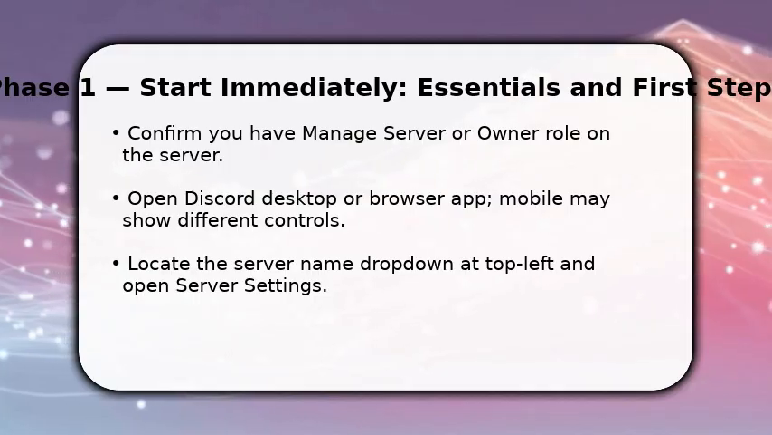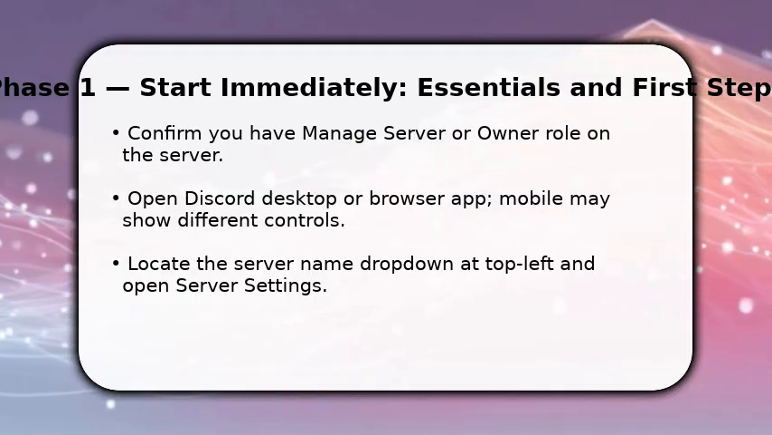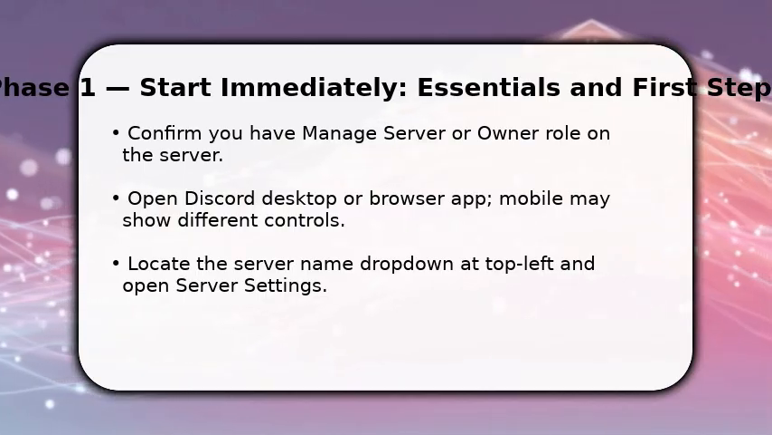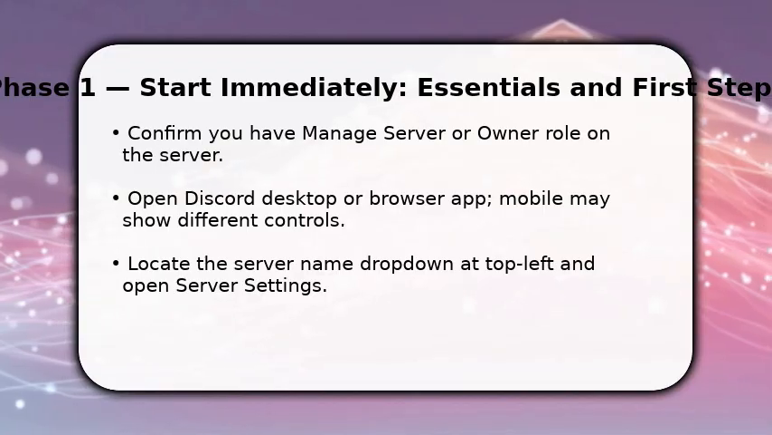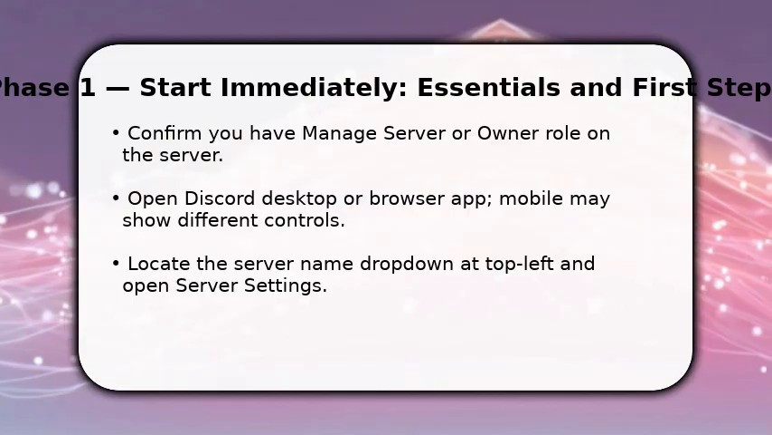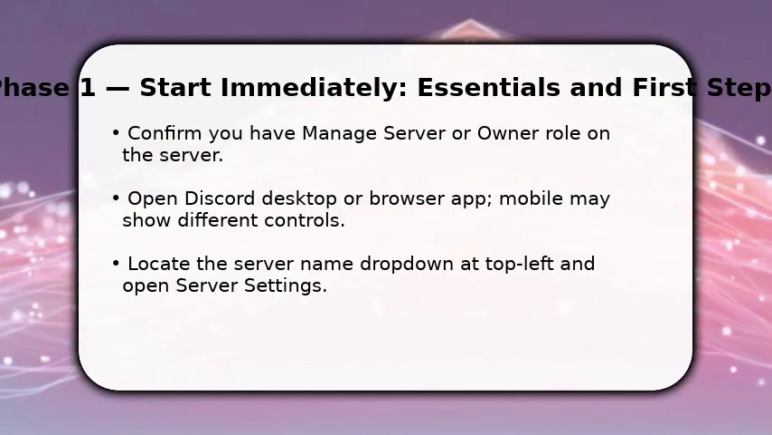Next, click the server name in the top left to reveal the menu, then choose server settings. This is where roles and member labels live, so start here. It's the gateway to removing the crown icon. Make sure you proceed on desktop for full control, then move to roles in the next step.